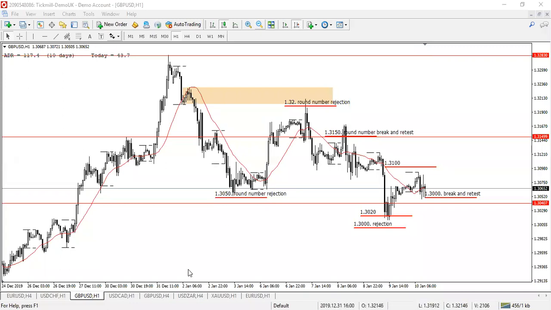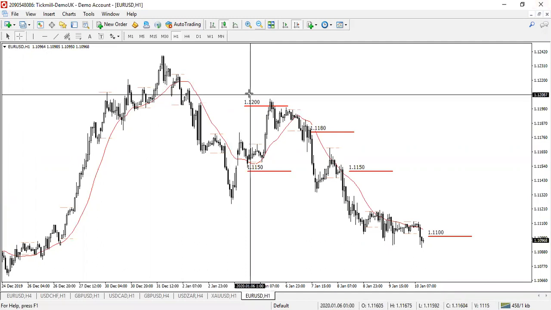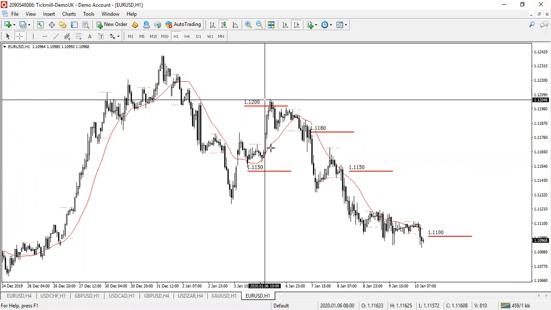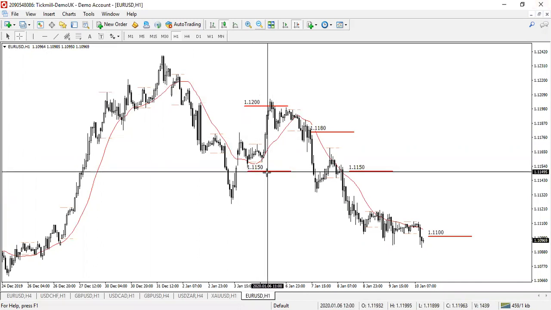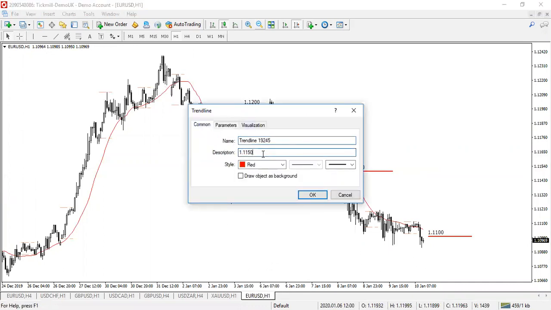Let me go to the last pair, EUR USD here, guys. What do you see? This was Monday here. This was Monday. When you wake up in the morning at 8, round number rejection, guys. This is rejection.